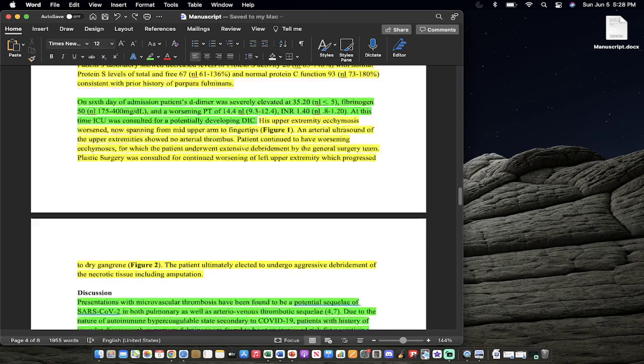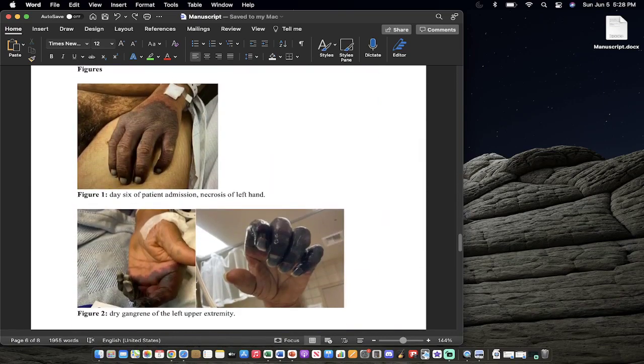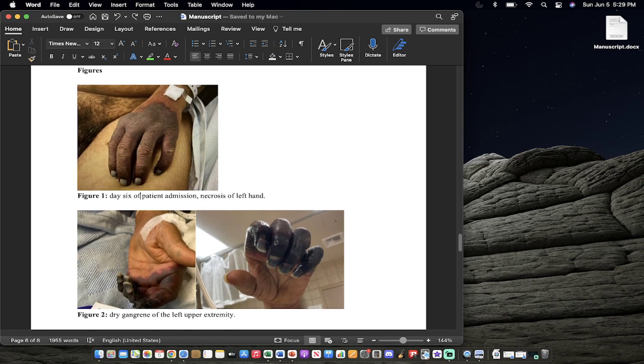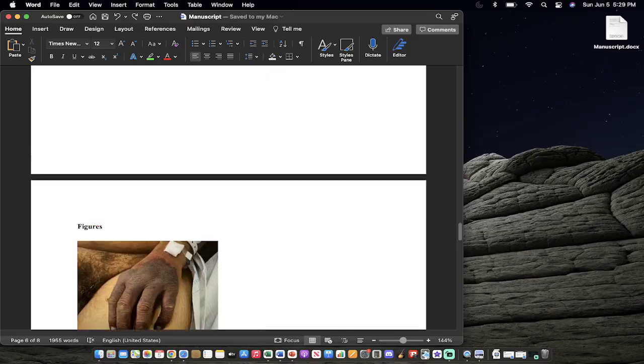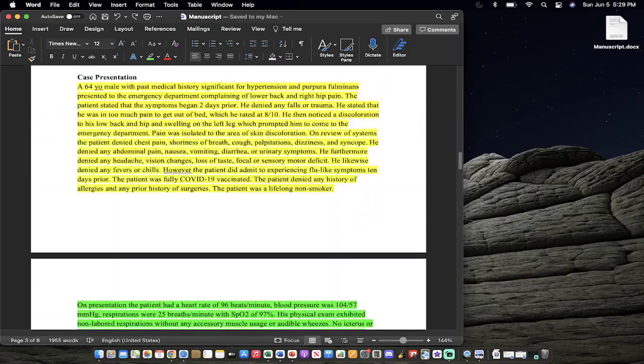So going into figure 2 and figure 1, here essentially you list some figures that talk about the patient pathology and what happened. So this was the day 6 picture that we had in the patient chart, and naturally the dry gangrene of the hand that you're able to visualize here. This part presents naturally the way to write the case presentation of the medical case report.